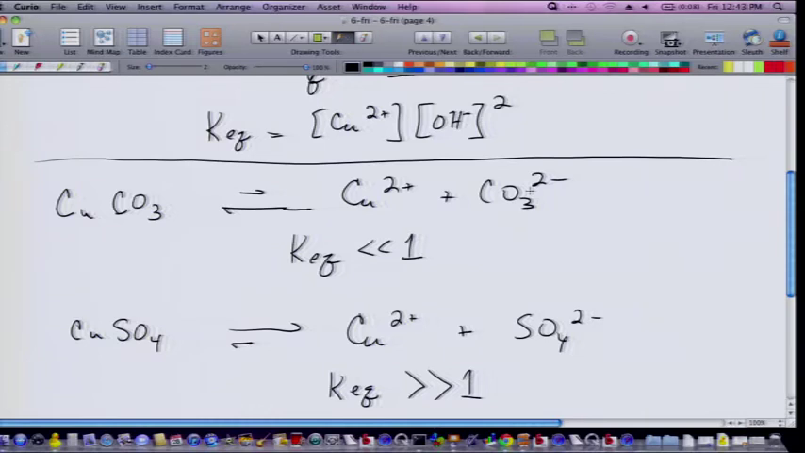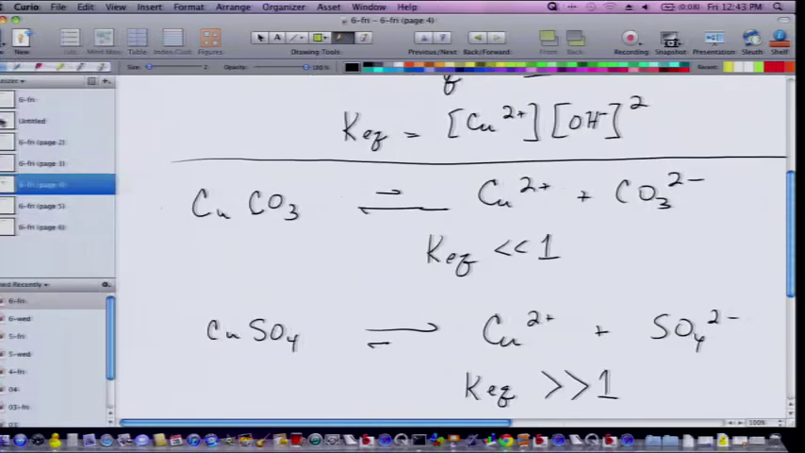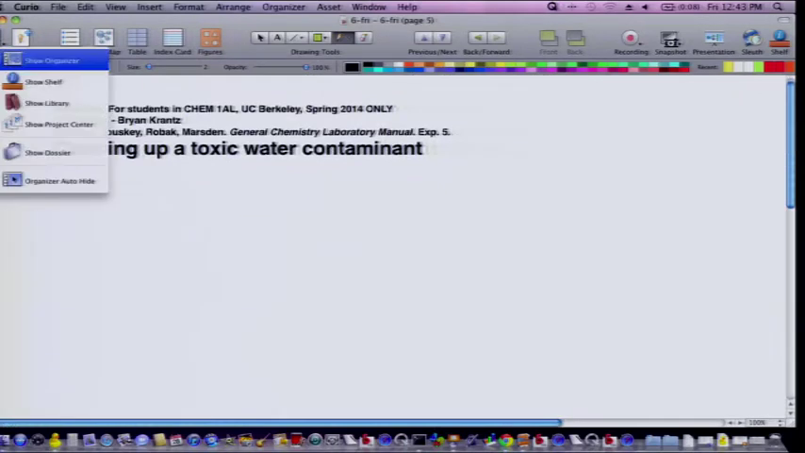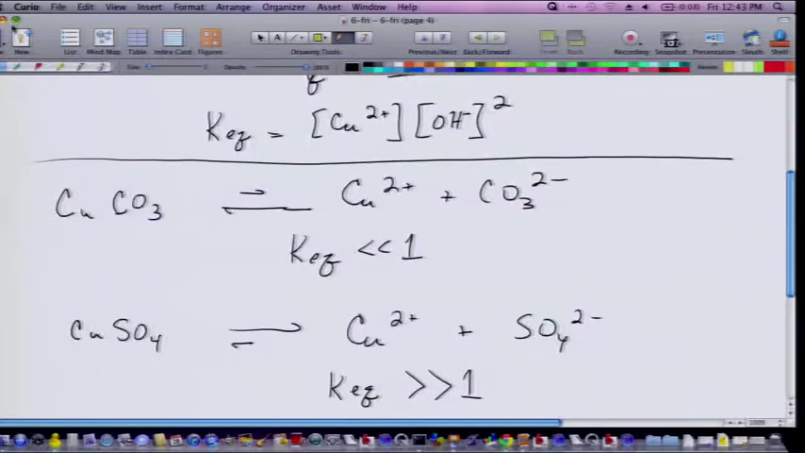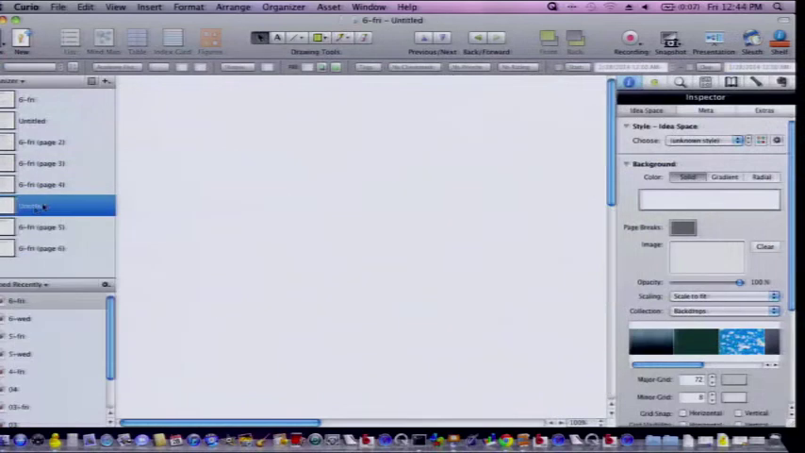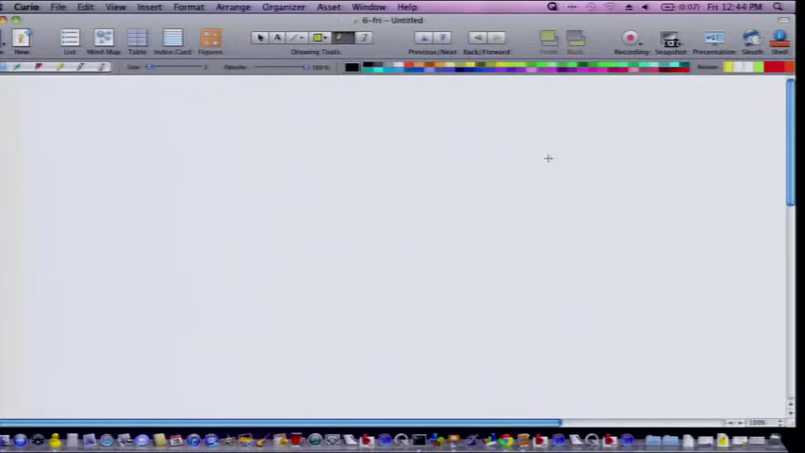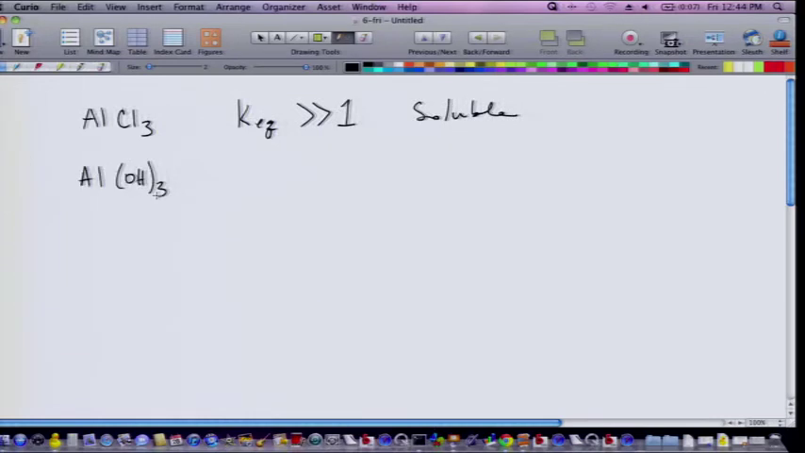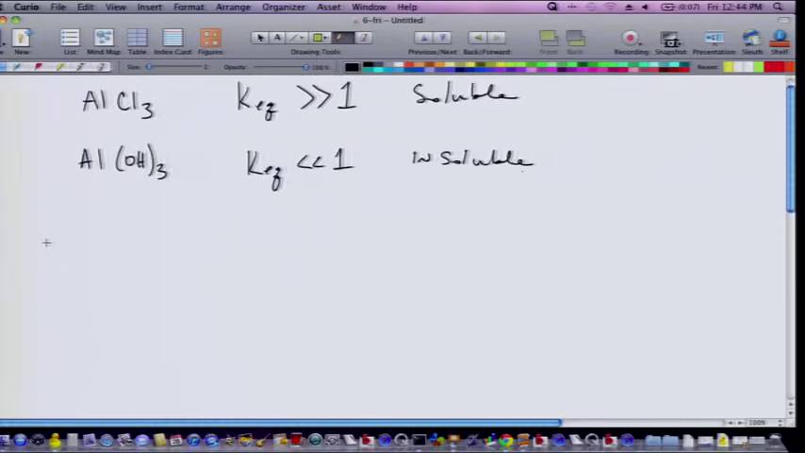So you can use this technology of differential solubilities to play tricks on ions and quantitatively remove them from solution. I was going to do an example of that. You can imagine you had aluminum chloride, and aluminum chloride has a KEQ that's much, much greater than 1. It's soluble. But aluminum hydroxide has a much, much smaller KEQ. It's relatively insoluble. So you could play games with this knowledge.